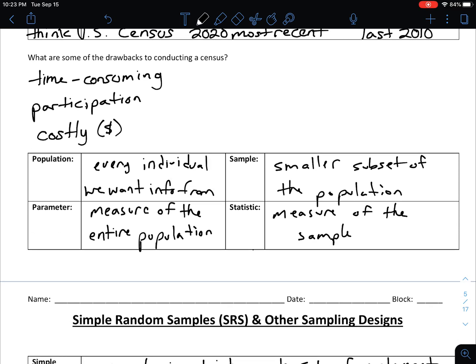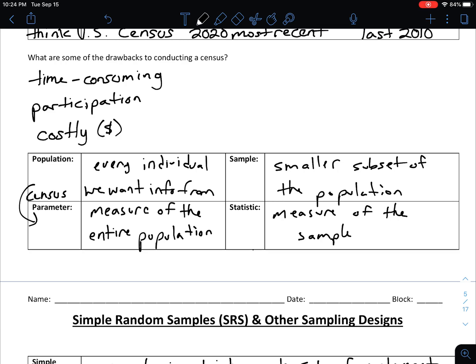So just in summary, with a couple of new ideas here for you for the end of these notes today, the population, again, reminder, is every individual we want information from. Anytime we actually collect information from the population, meaning we conduct a census of some kind, we get what's called a parameter. So a parameter is a measure of the entire population. So let's say for one of the questions on the U.S. Census Bureau, we were collecting information on the age of everyone filling it out. And we found out that the average age for everyone in the United States was 42.7 years old. That would be an example of a parameter. It came from the entire population.